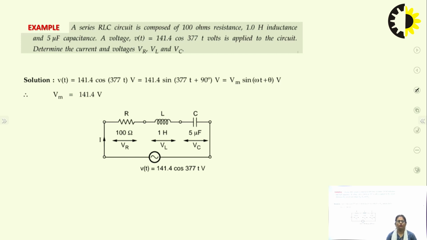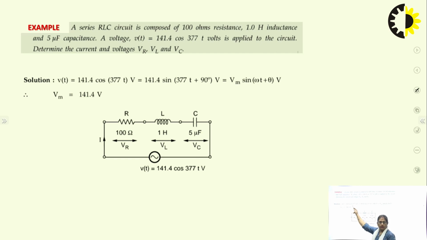A voltage of Vt = 141.4 cos 377t volts is applied to the circuit. Determine the current and the voltages VR, VL and VC, that is the voltage across the resistance, inductance and capacitance. Okay. So, the voltage being given is 141.4 cos 377t, right?